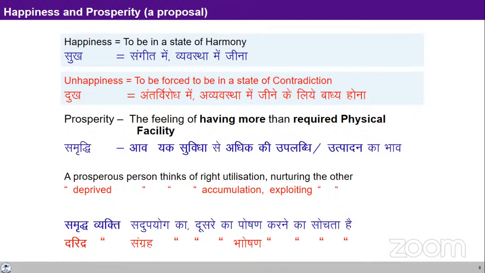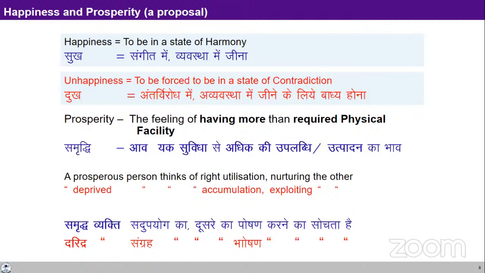Prosperity is a feeling of having more than required physical facility. Not related to the quantity of wealth, because it's a feeling. I have more than enough. Why do we need more? If I have the feeling of more, then I can share with others. That means, with the feeling of prosperity, a prosperous person thinks of right utilization and nurturing the other.